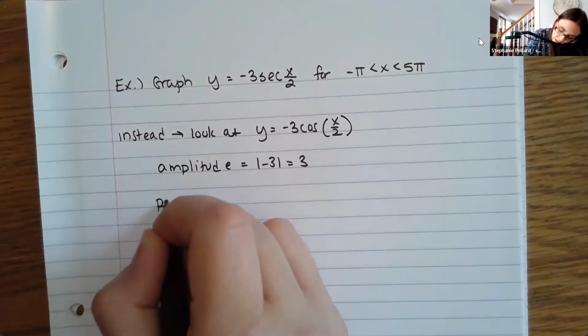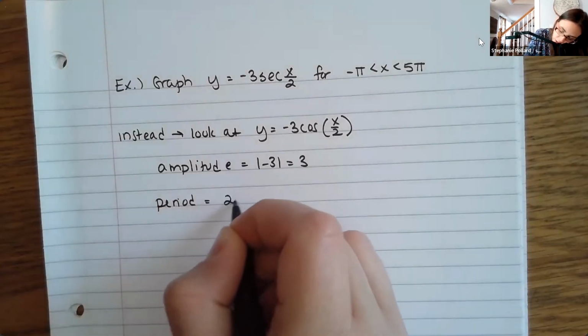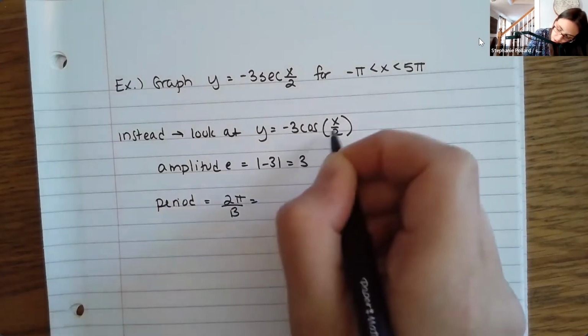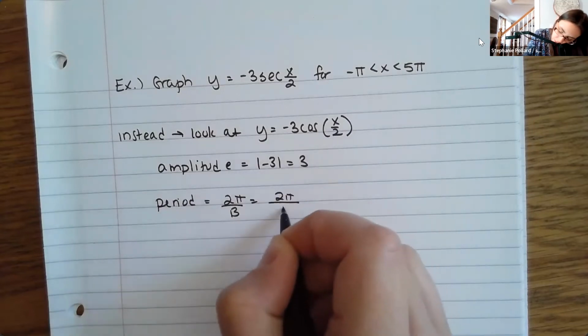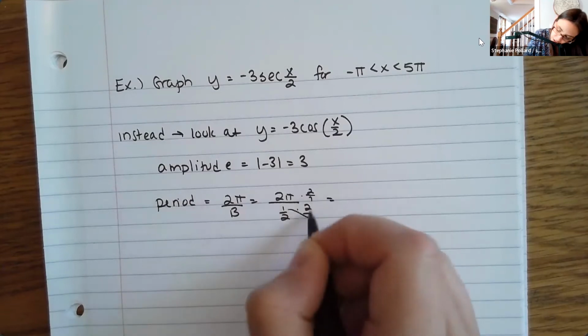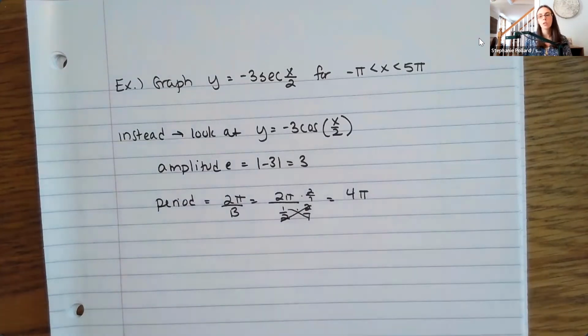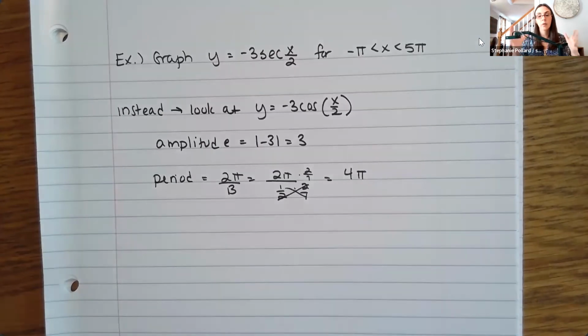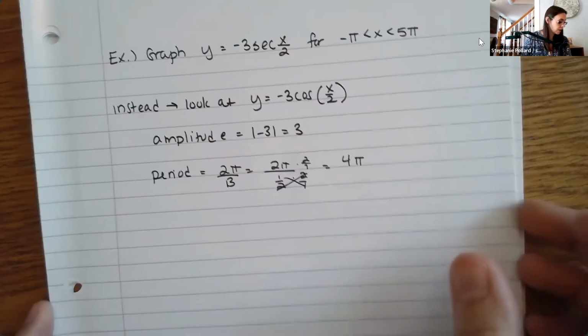My period is being affected. It's 2 pi over b. Here my b is 1/2. So multiply by 2 over 1. And you actually get 4 pi for the period. So it's oscillating a little bit slower. Instead of being over 2 pi, it's over 4 pi instead. So we do have this change.